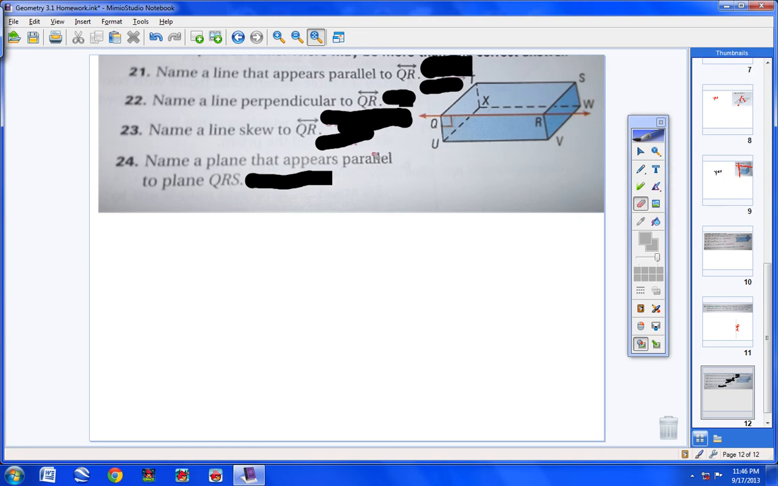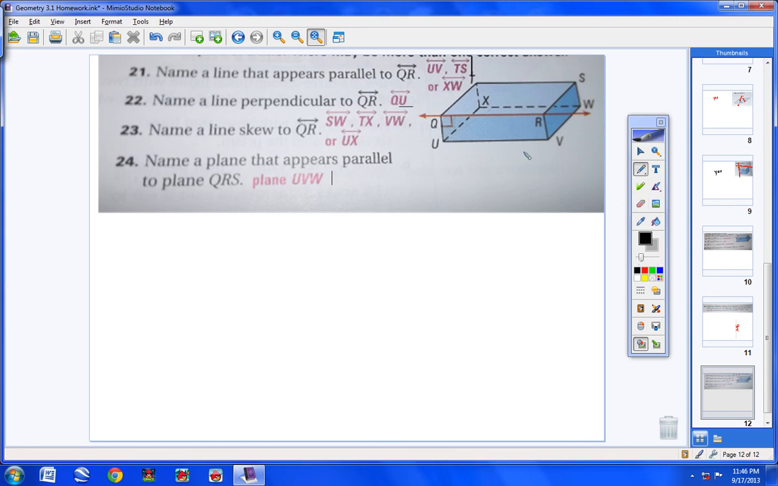So I'm going to go ahead and just get rid of all these. They're in the way, and hopefully you will listen to my explanation and not just copy the answers down. Okay, 21 through 24, the directions read as follows. Think of each segment in the diagram below as a part of a line. There may be more than one correct answer. Name a line that appears to be parallel to QR. Okay, here's QR. Name some lines that appear to be parallel.